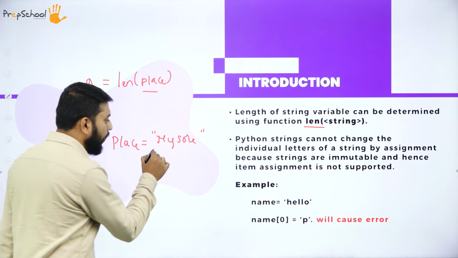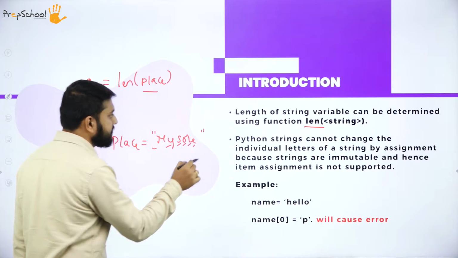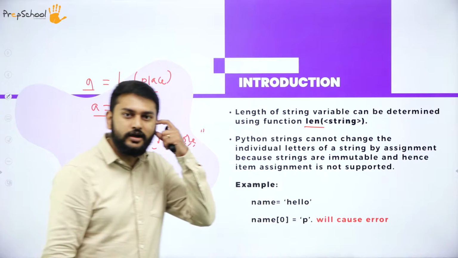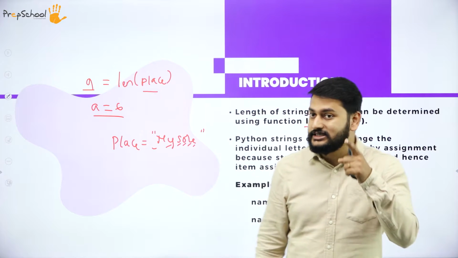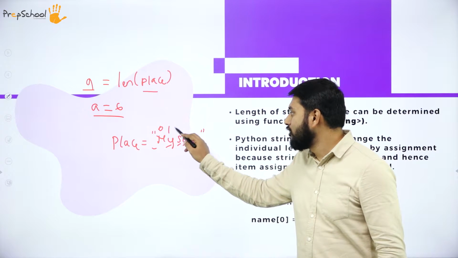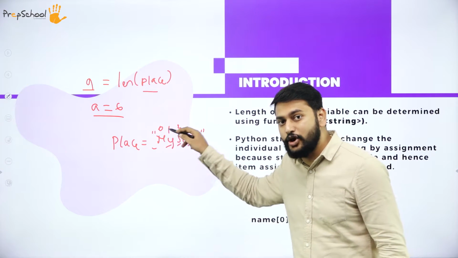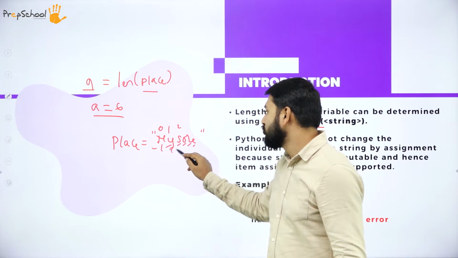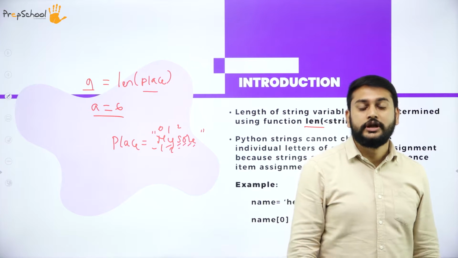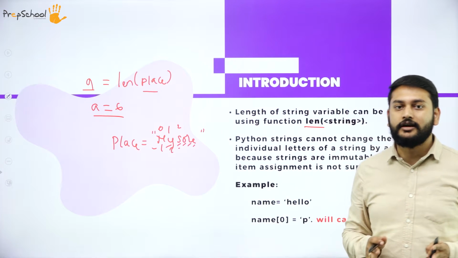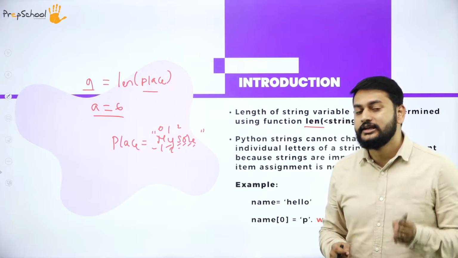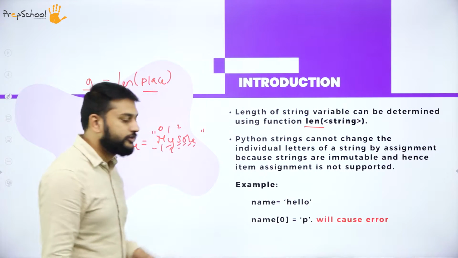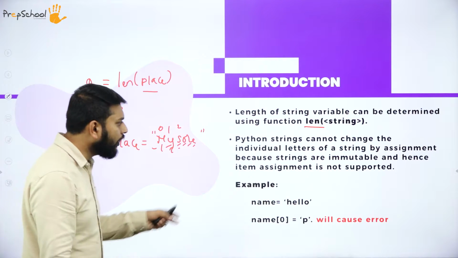So what will be the length of the string? 1, 2, 3, 4, 5, 6. So A is equal to 6. What is the answer? A is equal to 6. Please understand, it is not taking 0, 1, 2, 3. When it comes to index, it is 0, 1, 2, 3, but when it comes to the length, it will take 1, 2, 3, 4, 5, 6. It is counting the number of characters. It is not taking the index. That's what you have to understand when it comes to the length of the string.